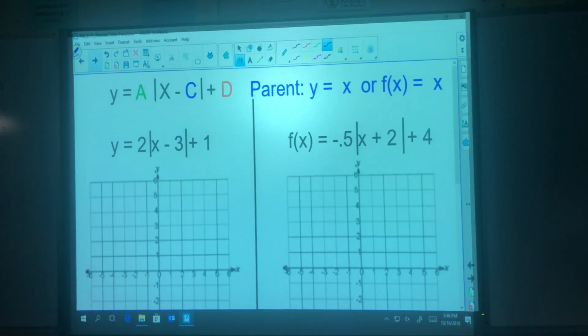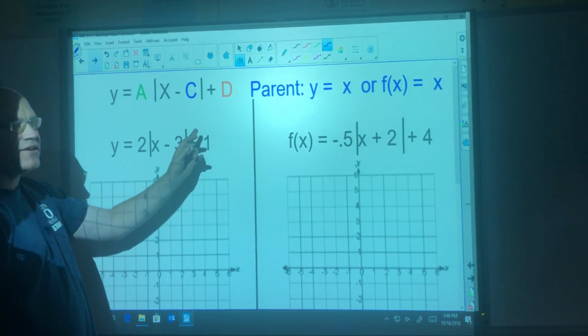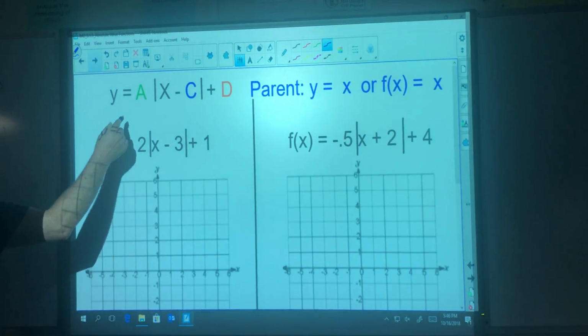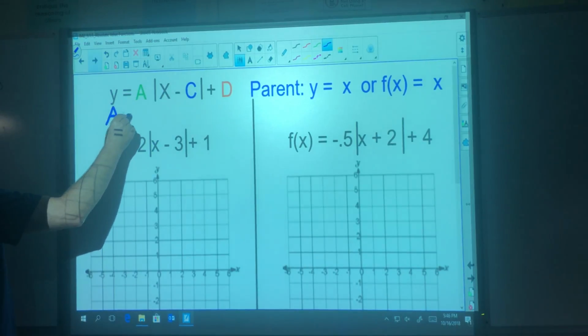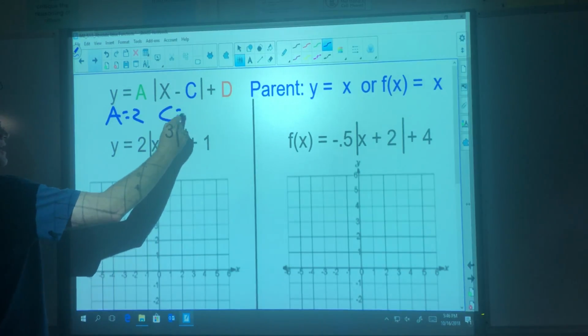So now, let's look at these two. Now we're going to change. We're going to add more to it. We're going to go, all right, y equals 2 times the absolute value of x minus 3 plus 1. All right, so in this case, we have the a value. A value is 2.